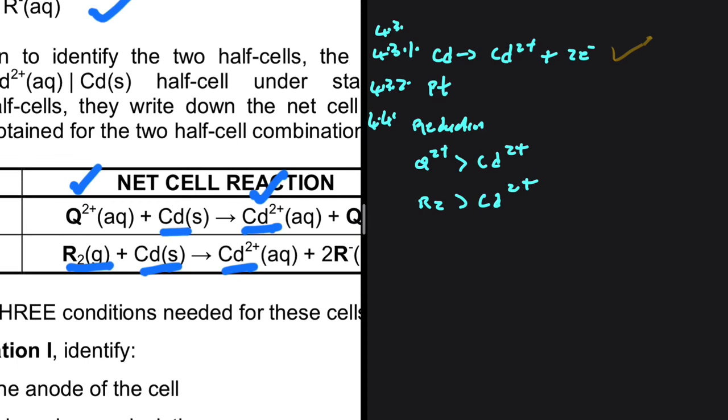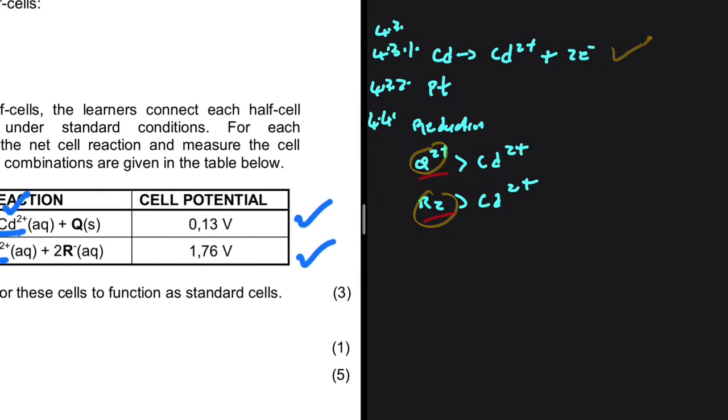The only thing that we now have to figure out is which one is a stronger oxidizing agent between Q to the 2 plus and R2. With cadmium, Q to the 2 plus and R2 act as our cathode. So whichever oxidizing agent between these two leads to a higher EMF will be our strongest oxidizing agent. And if you look at the cell potential, R2 is giving us the highest cell potential. So we can say that Cd2 plus is the weakest, followed by Q to the 2 plus. And the strongest oxidizing agent is R2.